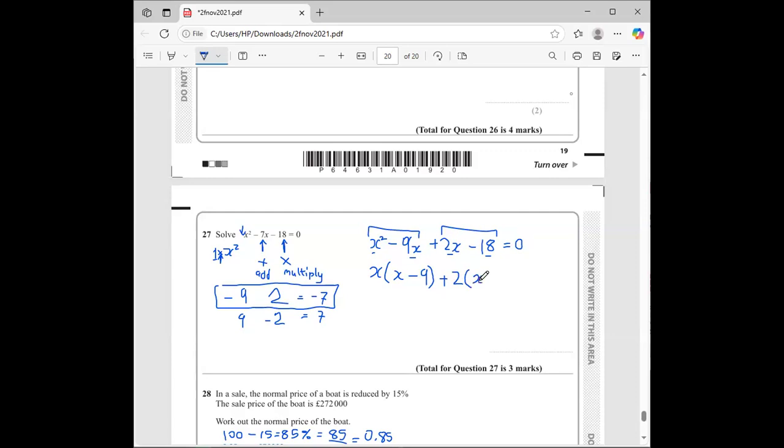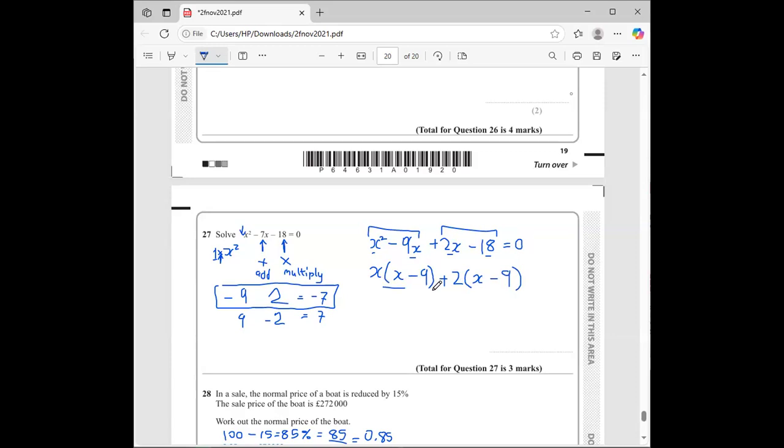Yes. Good. And then if I factorize 2 from minus 18, I'll be left with minus 9. Do you agree with that? Yes. Because 2 times minus 9 is minus 18, so it will give us back minus 18. So we are good.